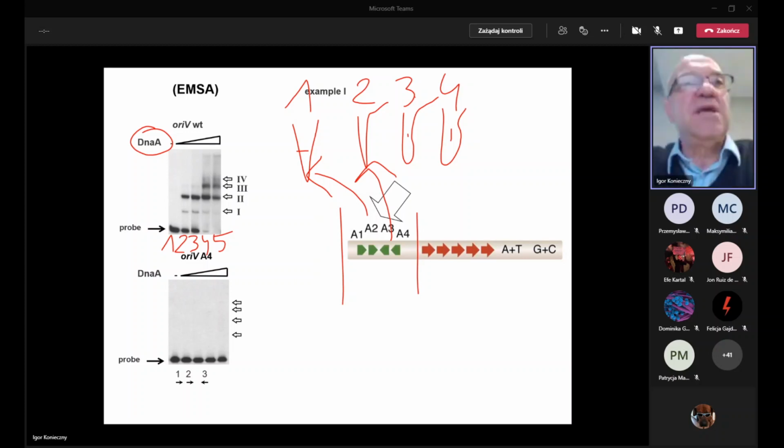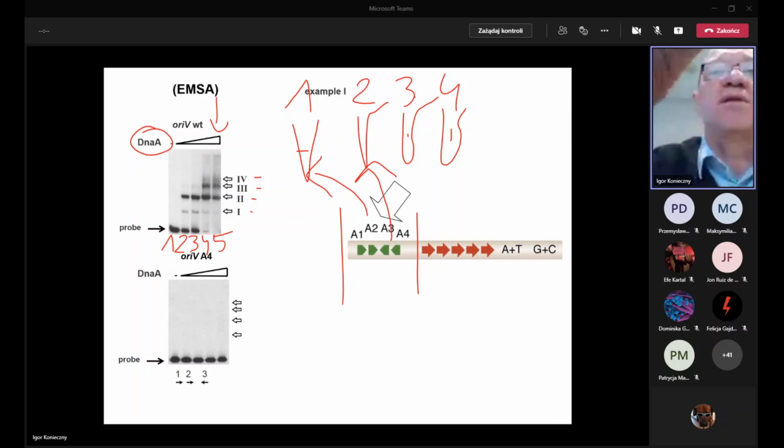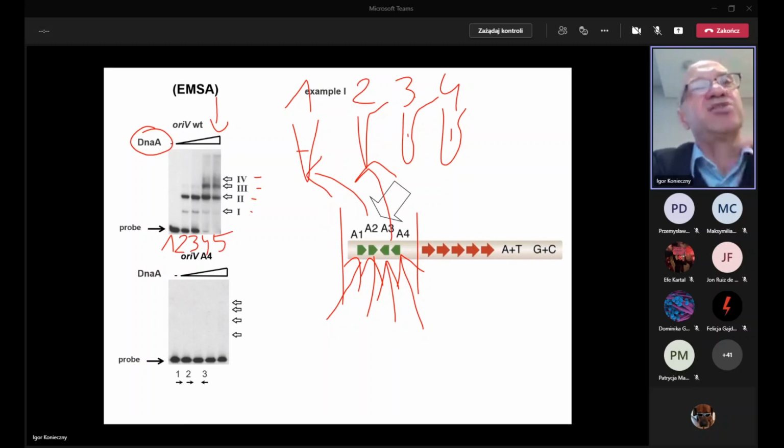So what we see are different complexes. What do those complexes mean? They mean that at the higher concentration, you can see 1, 2, 3, 4 different complexes. So it is very likely that 1, 2, 3, and 4 DNA protein molecules occupy the site. And that makes the electromobility shift of DNA in the gel.